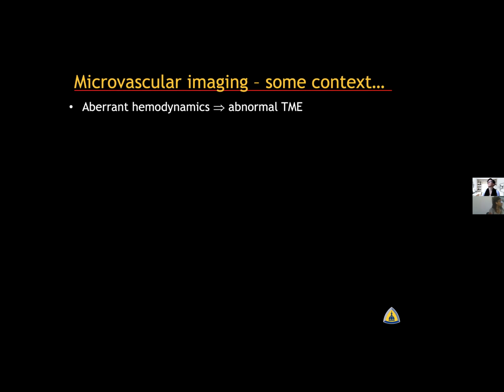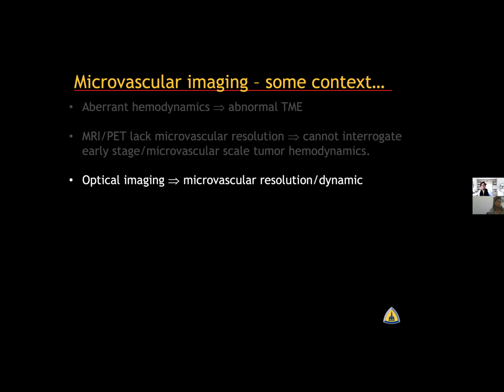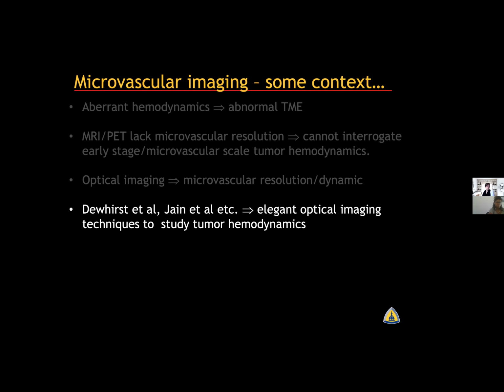Another thing that we do in the lab is, of course, develop our own imaging tools and methods. So like I said, abnormal hemodynamics result in an abnormal tumor microenvironment. And MRI and PET often lack the resolution to look at individual blood vessels. So it's very hard to look at what happens in an early stage of a tumor in terms of blood flow changes. So we resort to things like optical imaging methods, where we can actually get microvascular resolution data that's dynamic in nature. And I'm going to show examples of that.